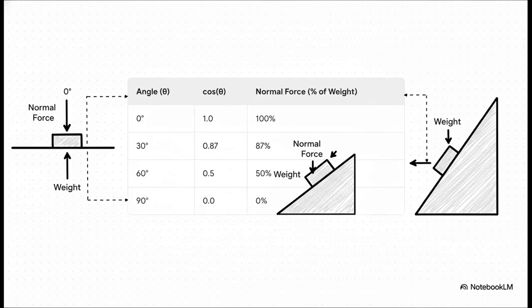At 0 degrees, that's our flat surface, the cosine of 0 is 1. So the normal force is 100% of the weight. Makes sense. But just look at what happens as the ramp gets steeper. At 30 degrees, the surface is only supporting 87% of the weight. By the time you get to a steep 60-degree angle, it's down to just half. And then, the wild one, 90 degrees. That's a vertical wall. The cosine of 90 is 0. The normal force is 0. The wall isn't supporting the object's weight at all.